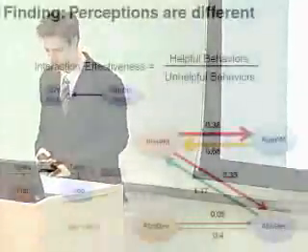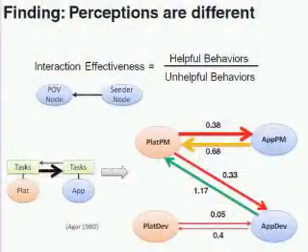Now, the argument that I'm making here is I'm proposing the difference in perception is due in part to the task asymmetry. Because application is so dependent on platform, and that dependency is task related, platform's behaviors will severely affect application, but application's behaviors do not severely affect platform.